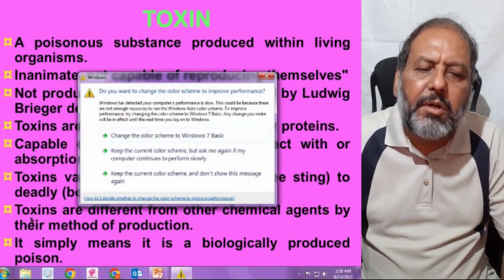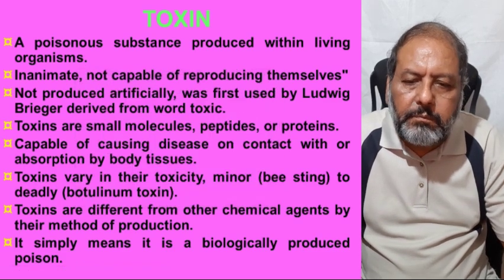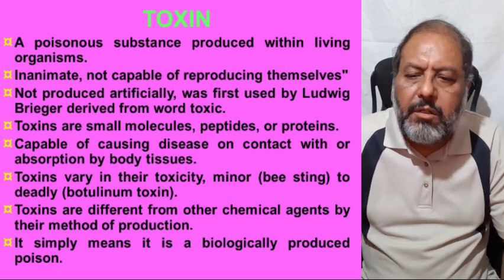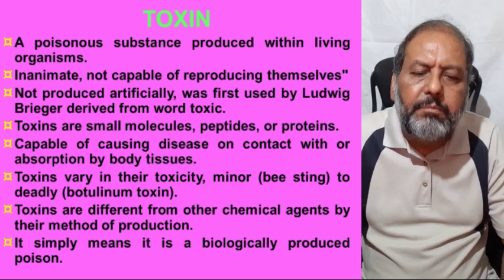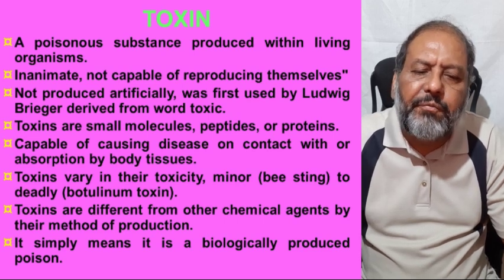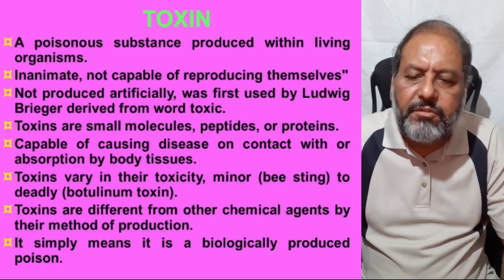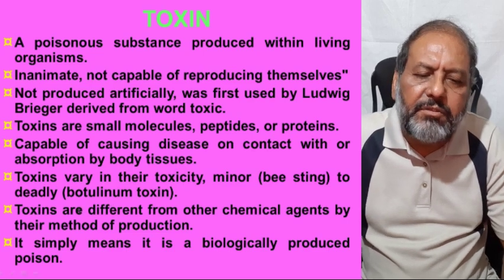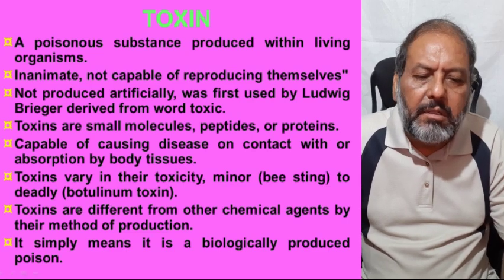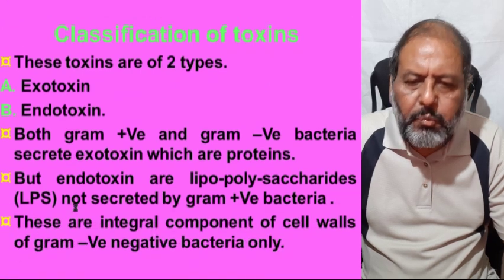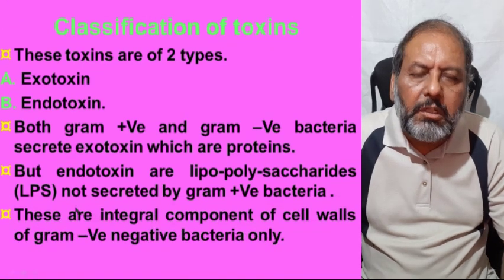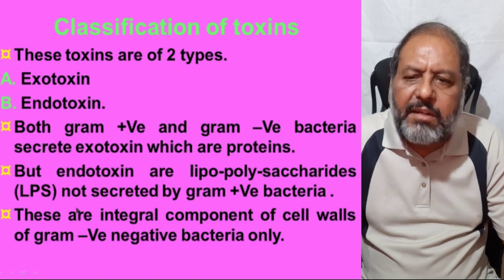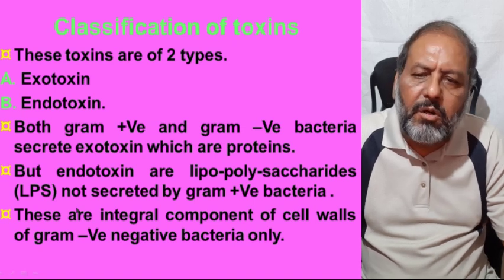Toxins vary in their toxicity, from minor like a bee sting to the deadly botulinum toxin. Toxins are different from other chemical agents by their method of production. It simply means it's a biologically produced poison. So, the classification of the toxins: there are two main types, exotoxin and endotoxin.